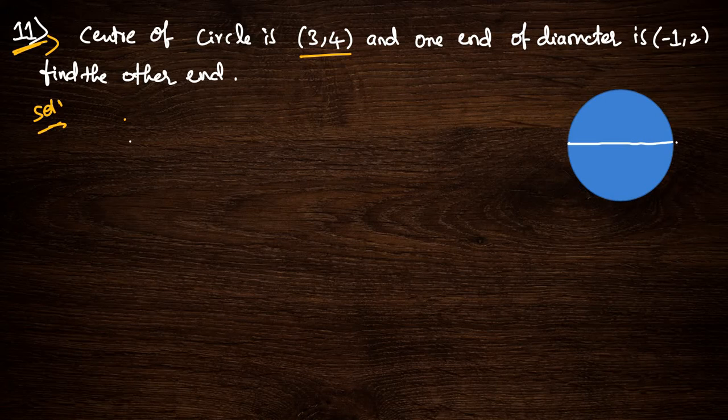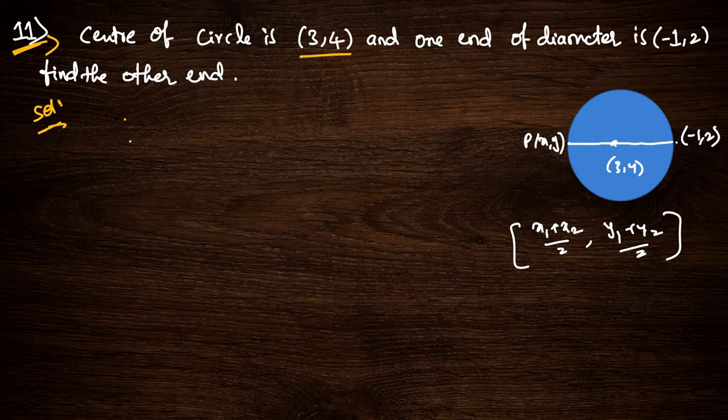He's saying that the center of the circle is 3 comma 4 and the other end is minus 1 comma 2. So let the other end be P(x, y). We have to use the midpoint formula here. The midpoint formula is (x1 + x2)/2, (y1 + y2)/2. In this we substitute the values and we will get the answer. The center is the midpoint of these two points, P and A, and we will think of the center as B.